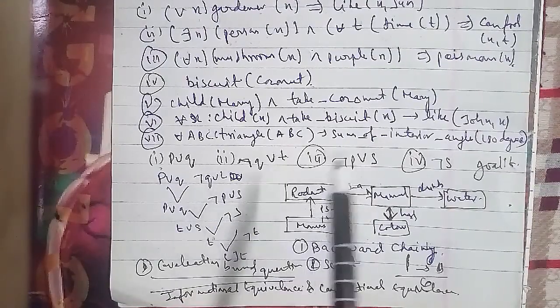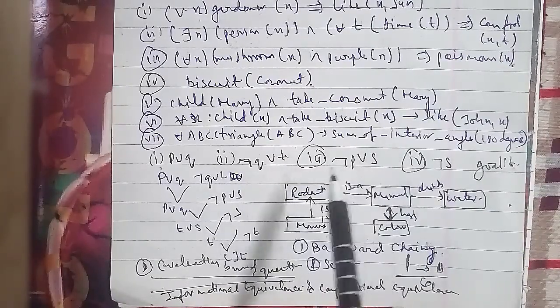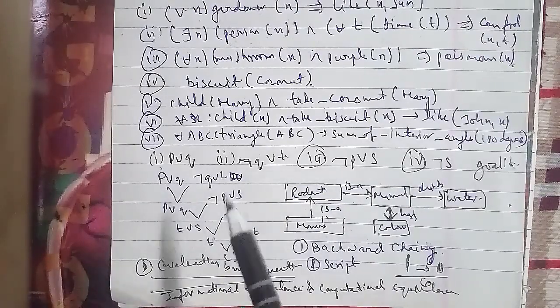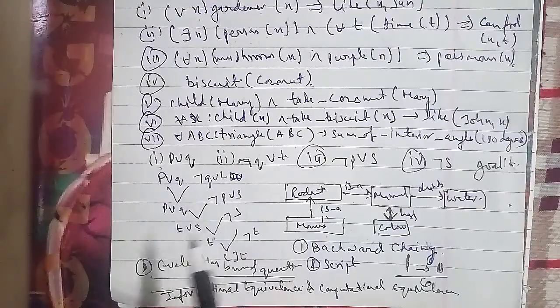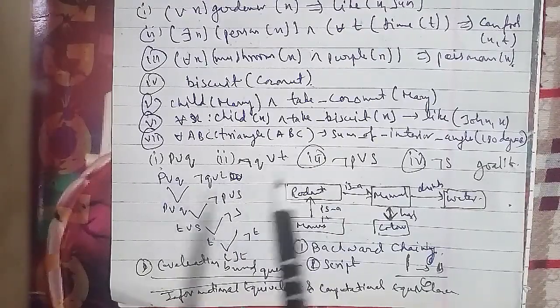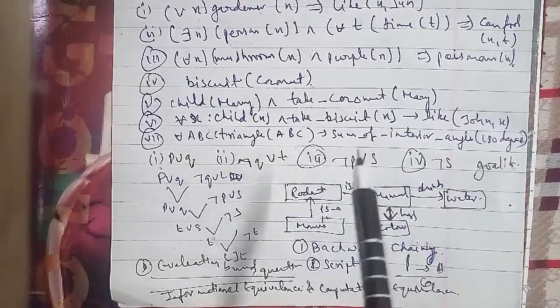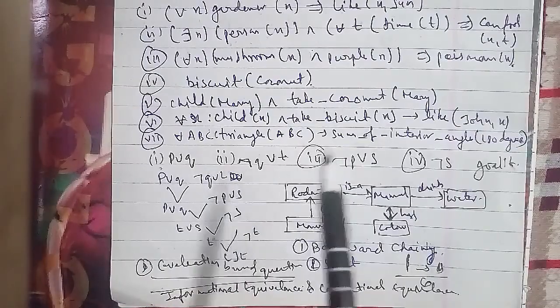Talking about the last question of the session, that is, what are the types of variables in FOL. There are two types of variables in first order logic, the free variable and the bound variable. A variable is said to be a free variable in a formula if it occurs outside the scope of the quantifier, and a variable is said to be a bound variable in a formula if it occurs within the scope of the quantifier.